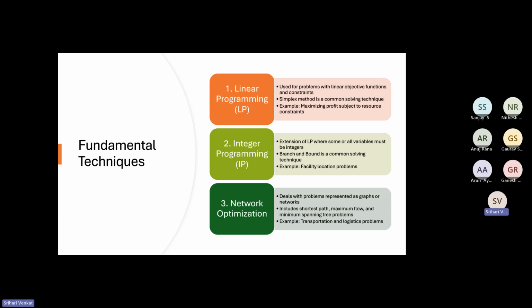The third thing is network optimization. Network optimization deals with problems represented as graphs or networks. For example, the traveling salesman problem can be converted into a graph problem, or the shortest path in a graph problem, and minimum spanning tree problems. For these sorts of problems, we make use of the network optimization framework to solve them.